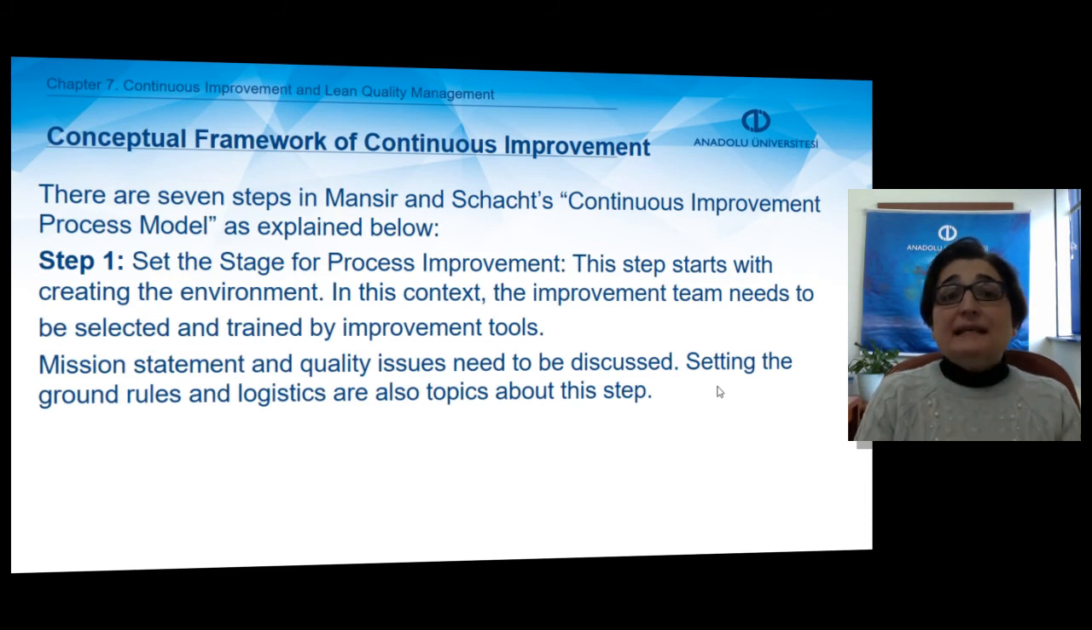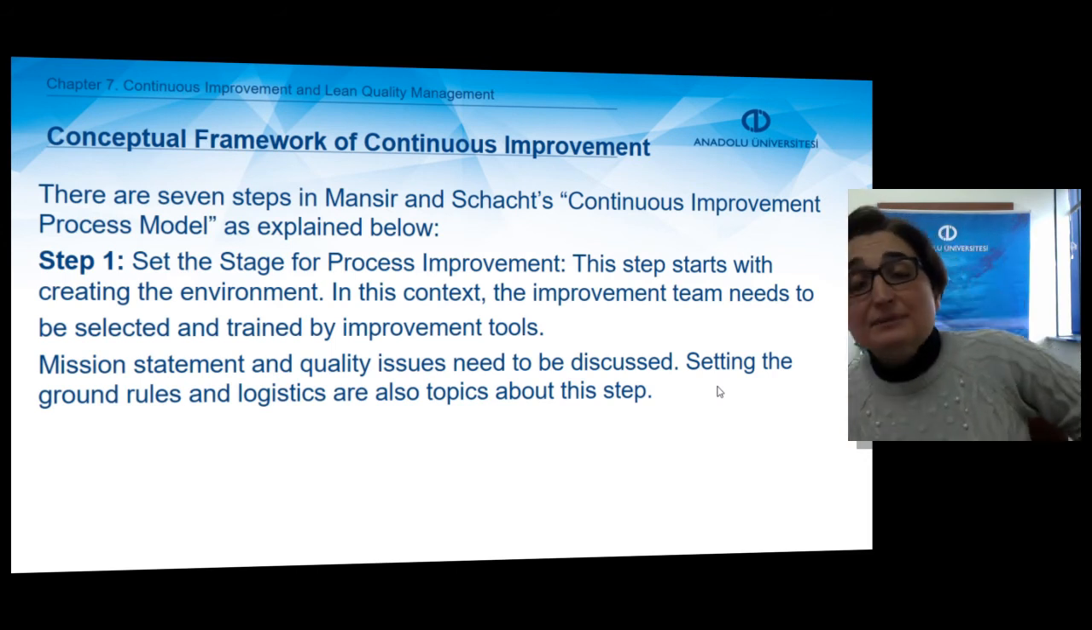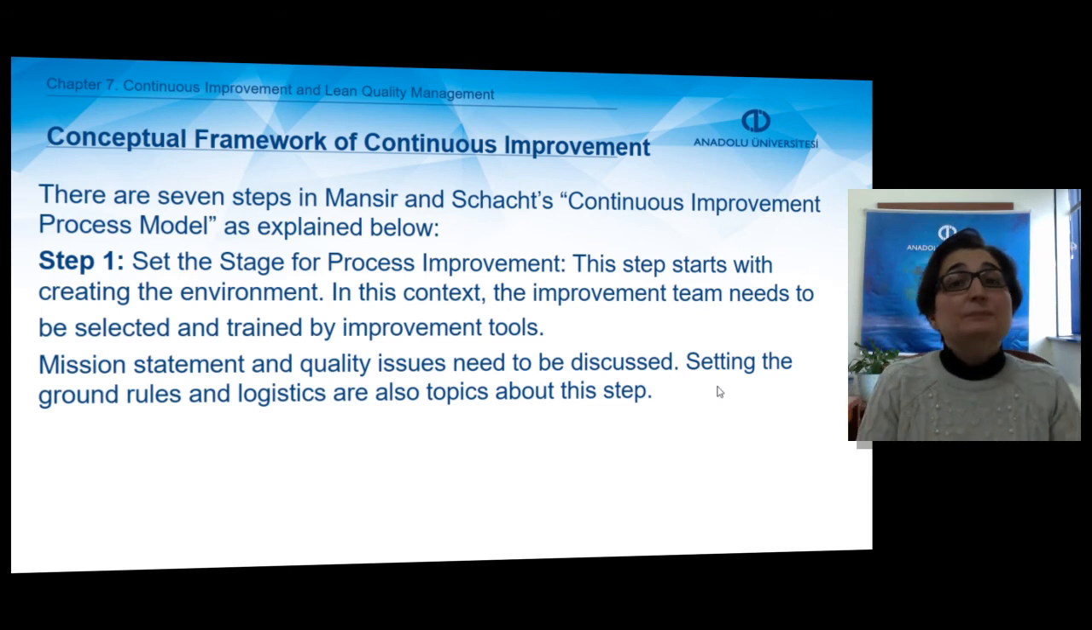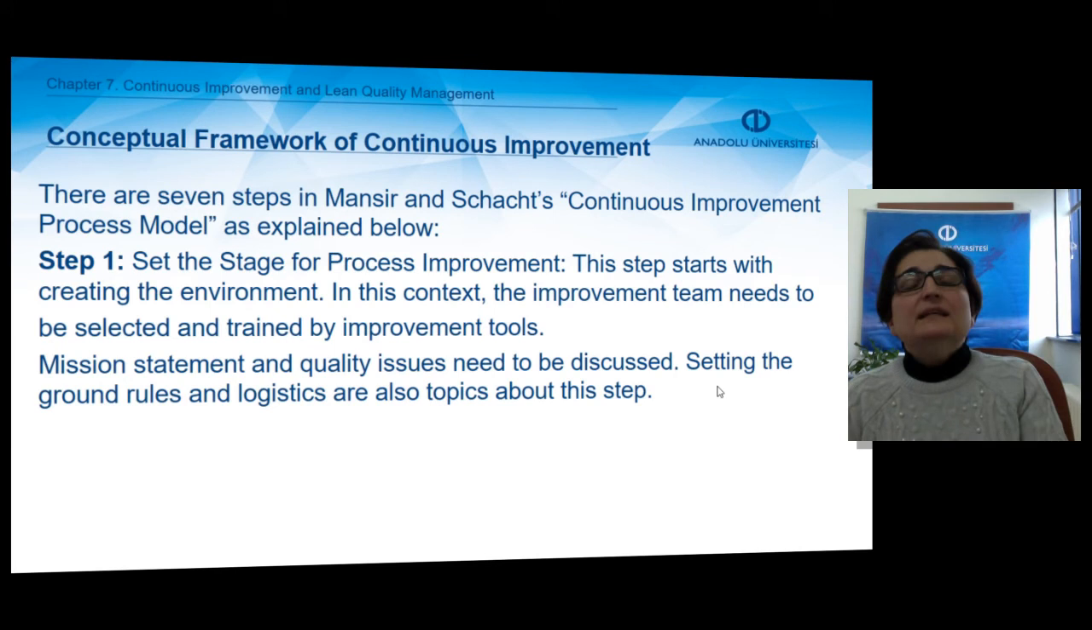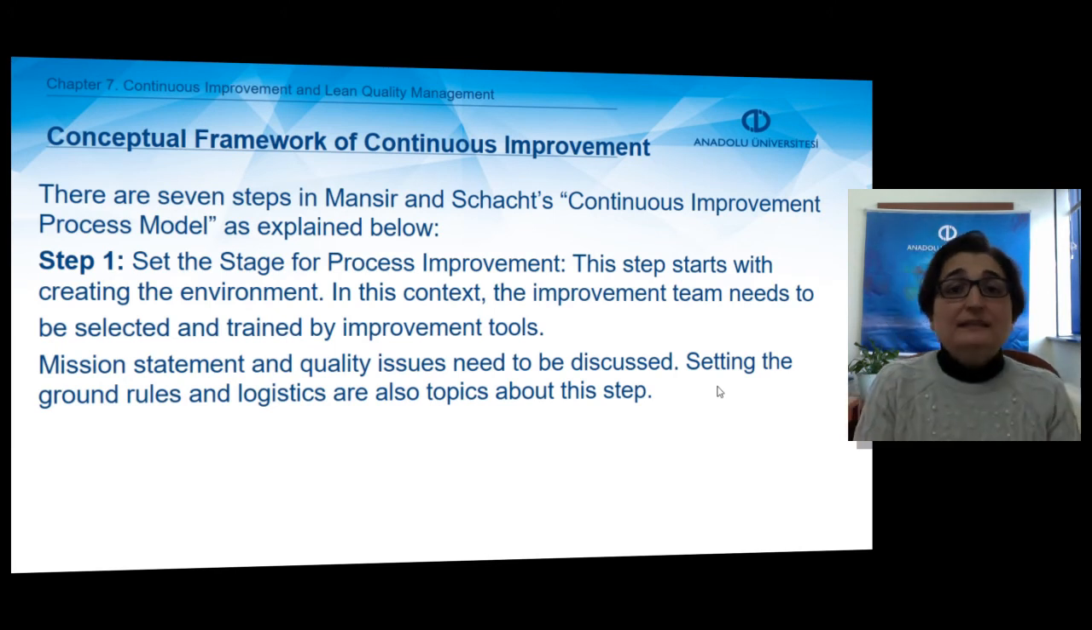There are 7 steps. Mansur and Schatz said there are 7 steps in the continuous improvement process model. The first one is to set the stage for process improvement. This step starts with creating the environment. So in this context, the improvement teams need to be selected and trained in improvement tools.